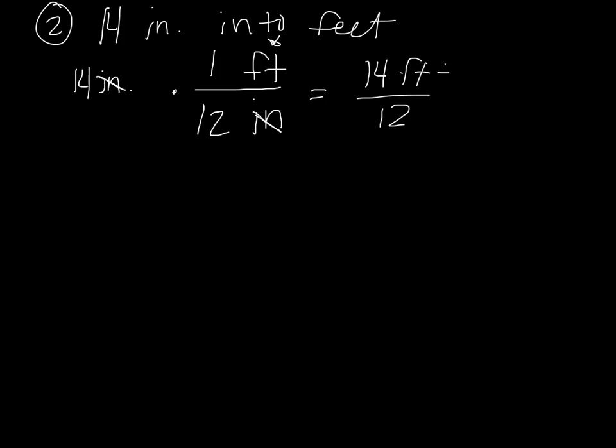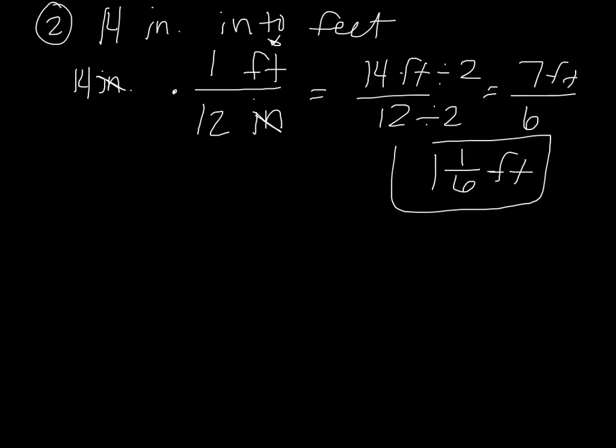Now I can divide both of those by 2. Divide by 2, and I would get 7 feet over 6. Okay, so I'm going to write it the way I like to write it, which is 1 and 1/6 feet. That's the way you need to write your answer, as a mixed number, not an improper fraction. Okay, number 3.